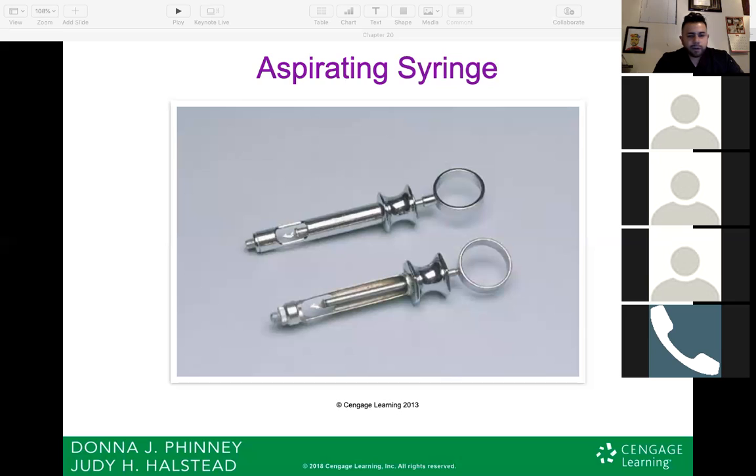Then we have the harpoon, which is a spiky part right at the tip of the plunger. That's what grabs onto the plunger on the inside of the cartridge. And then we have the threaded end on the left end of the syringe, and that's where, of course, your needle gets screwed in.